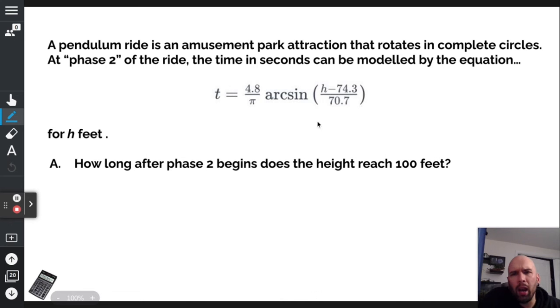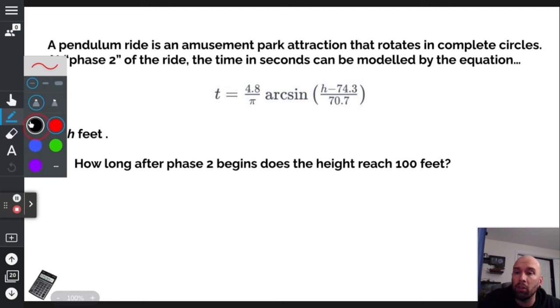A pendulum ride is an amusement park attraction that rotates in complete circles. At phase two of the ride, the time in seconds can be modeled by the equation t equals 4.8 over pi times inverse sine of (h minus 74.3) over 70.7, for h feet. How long after phase two begins does the height reach 100 feet?